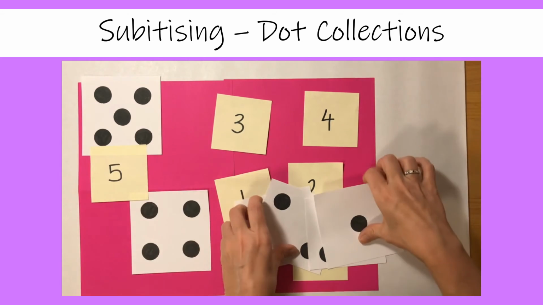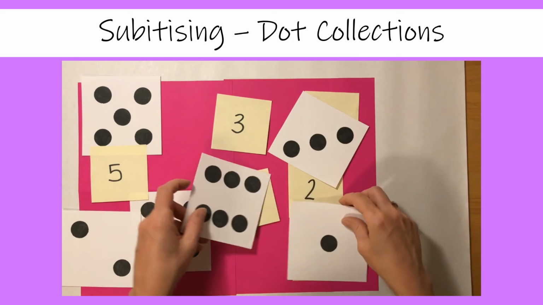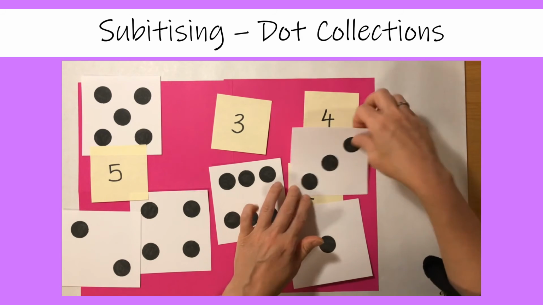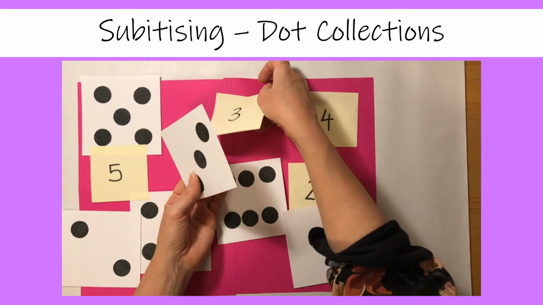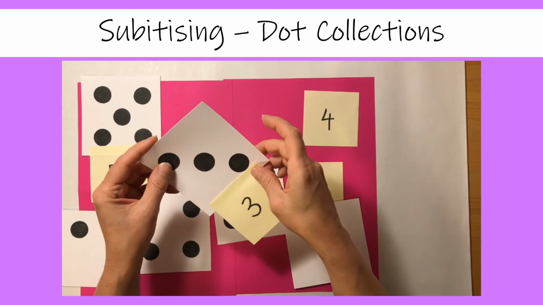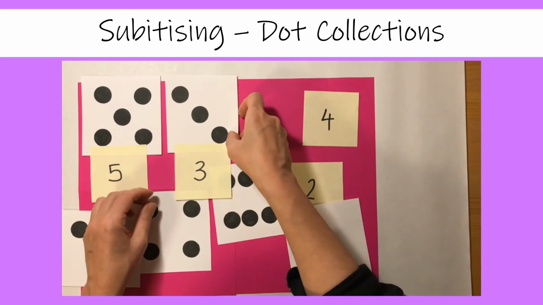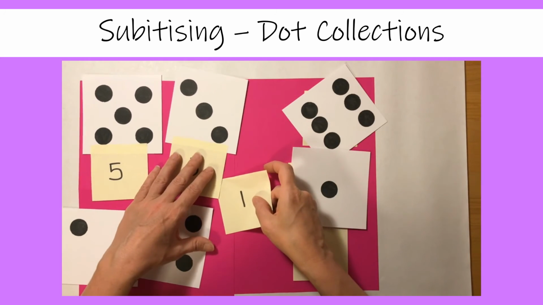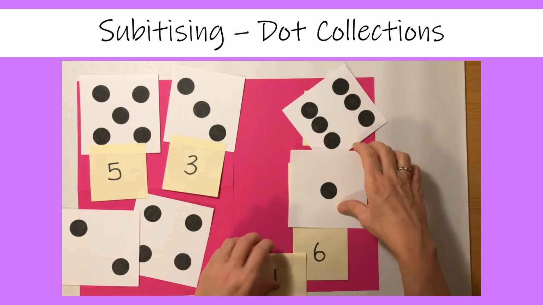And here's 3. Can you point to the 3 dots for me? Can you see it there? Yeah, there's 3. So I'll put my numeral for 3 on my dot pattern for 3. And what about, I'll move these around so they're not quite so jumbled.